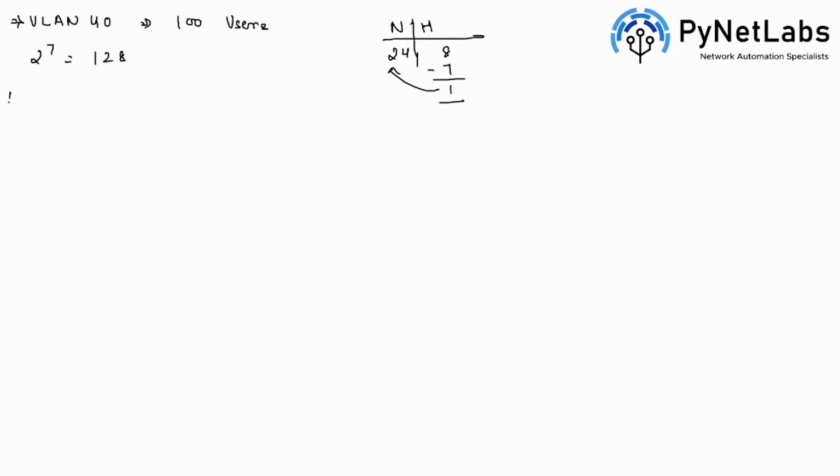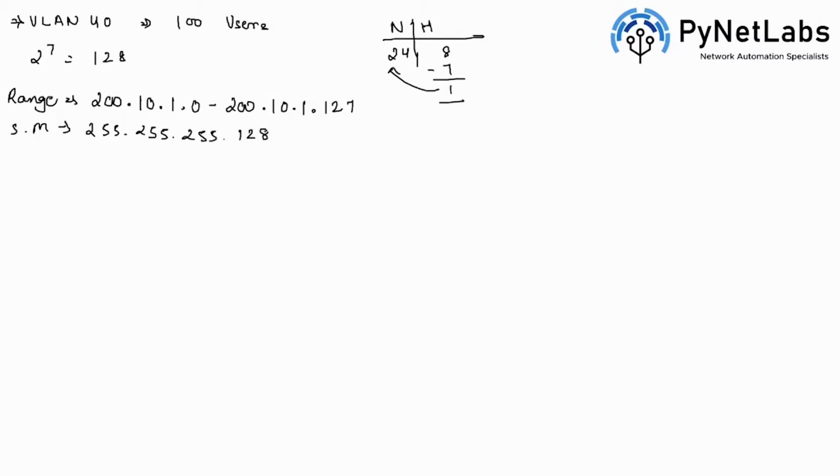Now the range will start from the very first IP address, which is 200.10.1.0, and the subnet would be /25. This range will go until 200.10.1.127. The subnet mask which will be used here is going to be 255.255.255.128. This is the calculation for VLAN number 40.